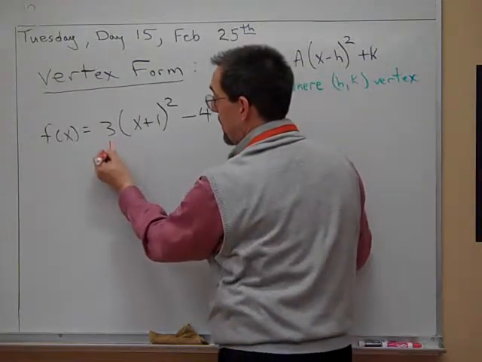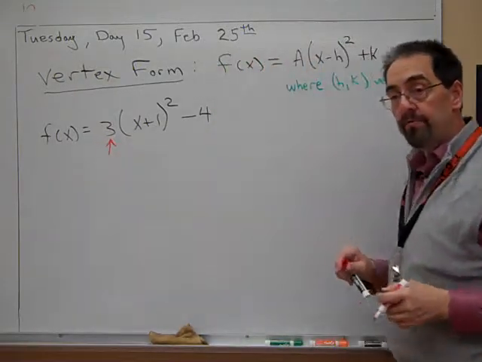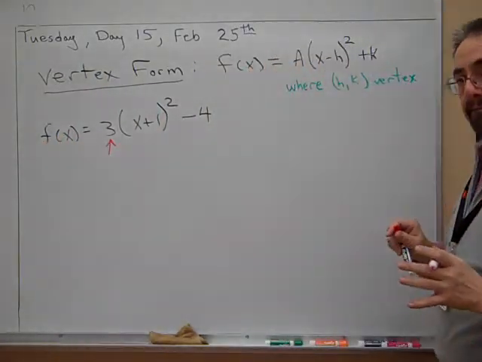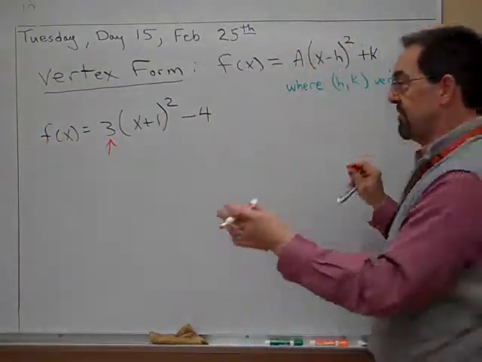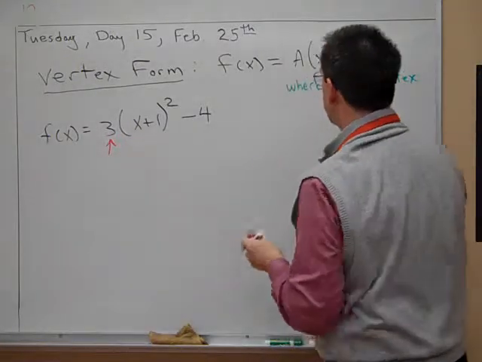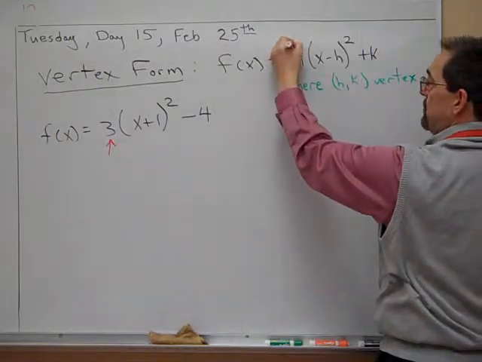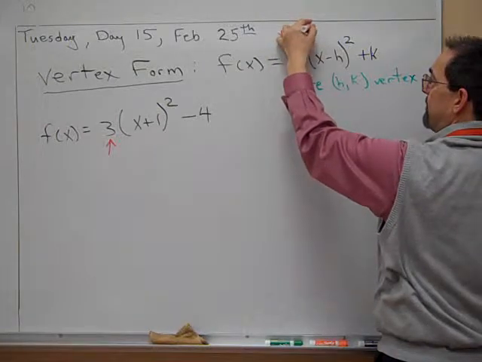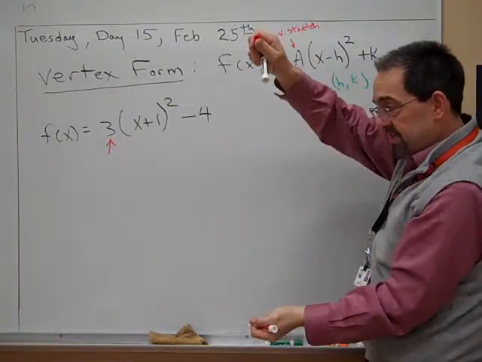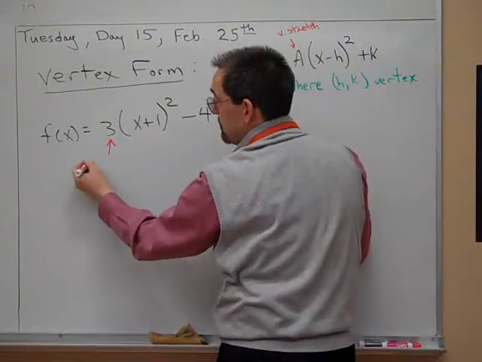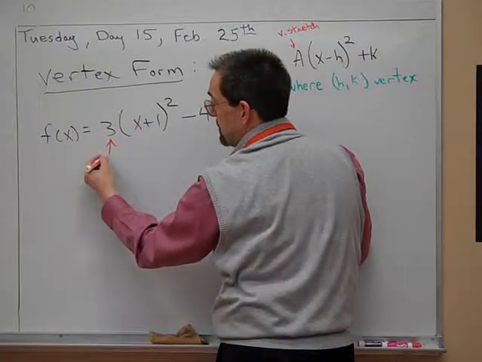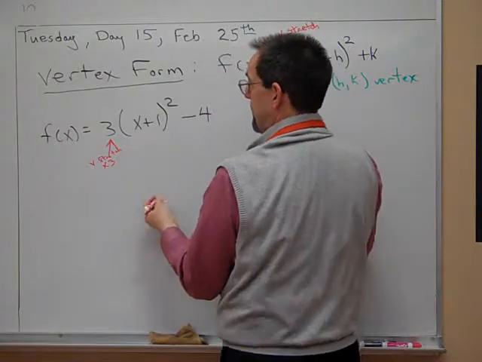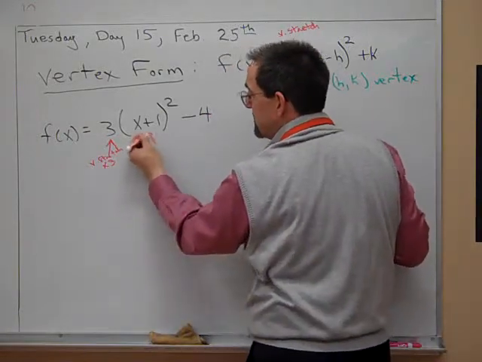Very first thing, the 3. The 3 is on the outside, okay? On the outside of the function, of the variable. Remember what that does? This a value is a vertical stretch, okay? It either makes it grow faster or not so fast. So we have a vertical stretch by 3.